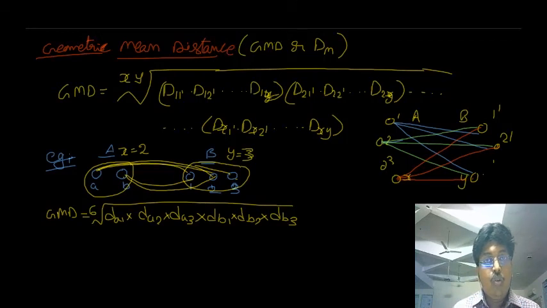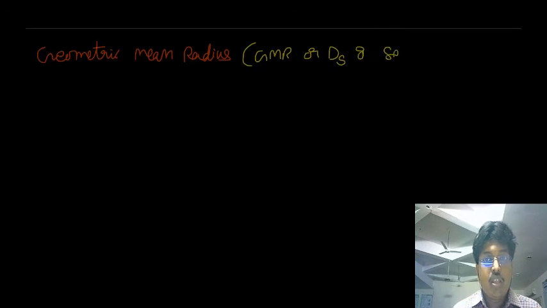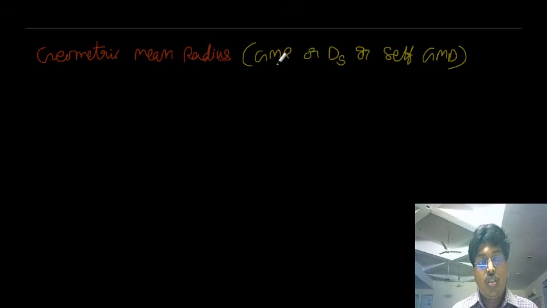Now we will discuss the geometric mean radius. We can simply write it as GMR, or sometimes it is called self distance, Ds, or sometimes self GMD. Geometric mean radius is referred to simply as GMR or Ds, that is self distance, or self GMD.